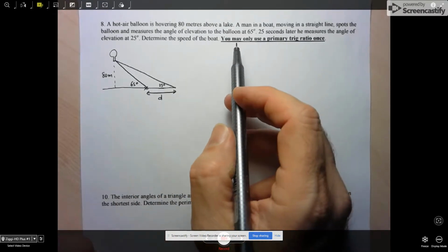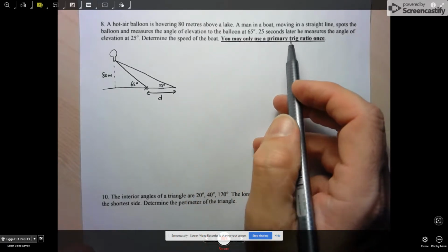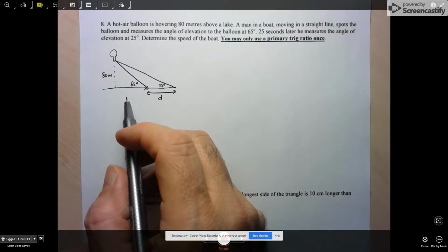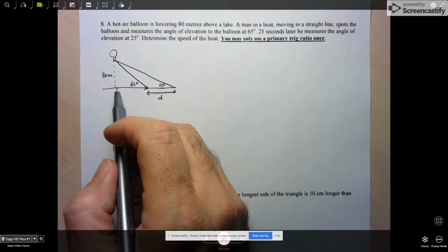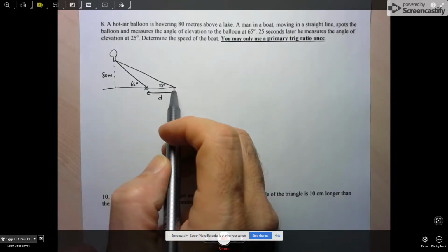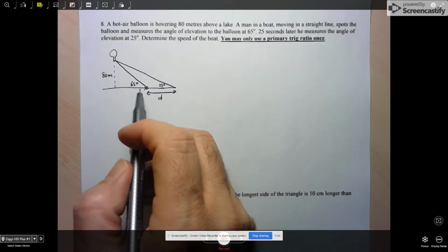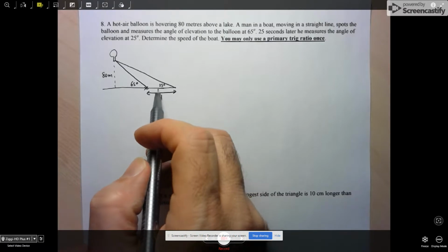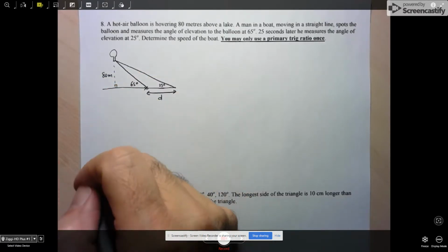Now, there is a condition. Here it says you may only use a primary trig ratio once. You could actually solve this without using sine or cosine law, because I have enough information in this right angle triangle to determine that distance. And then I've got another right angle triangle formed with the second position, so I could measure the total distance, and then I could just subtract. But they give us this condition that we can only use a primary trig ratio once.